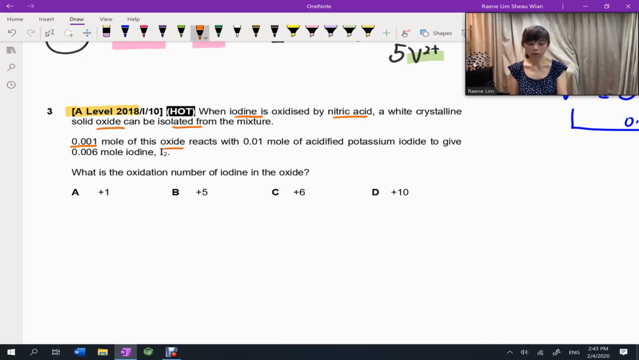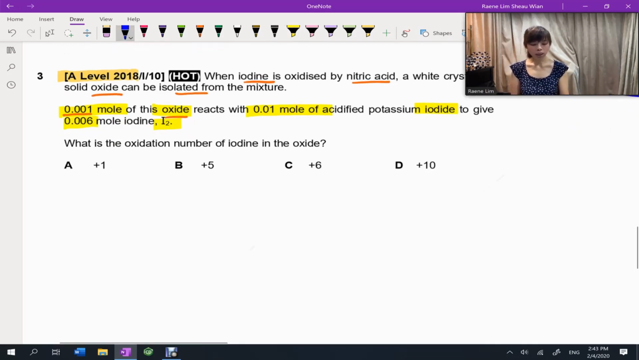0.001 mole of this oxide. So it's about the oxide. It's nothing about the iodine. It's nothing about the nitric acid. Okay, so 0.01 mole of this oxide reacts with 0.01 mole of iodide to give you 0.06 moles of iodine.